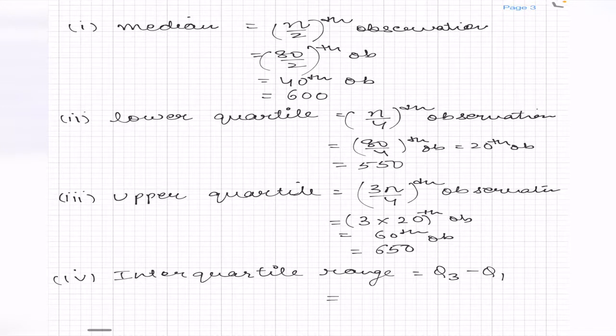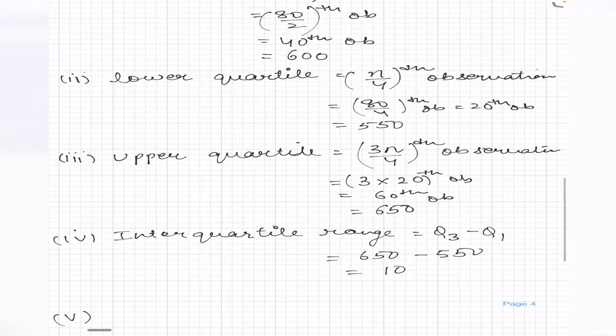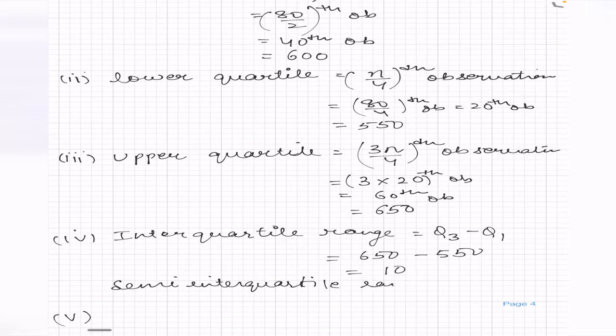Now we can find out the interquartile range. The interquartile range formula is Q3 minus Q1, upper quartile minus lower quartile. So 650 minus 550 equals 100. Similarly, suppose they have asked for the semi-interquartile range. For the semi-interquartile range, we will take half of the interquartile range. So 100 upon 2 is 50. So our interquartile range is 100, and the semi-interquartile range is 50.